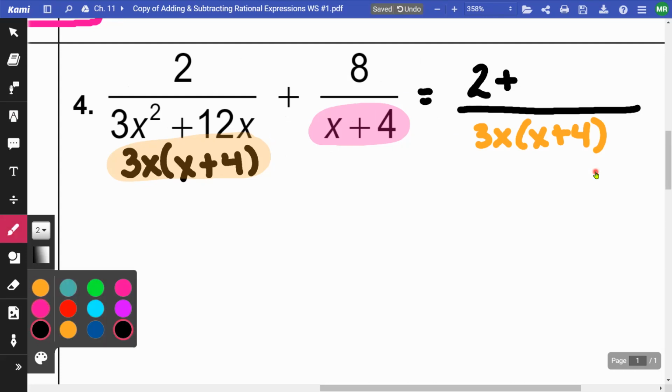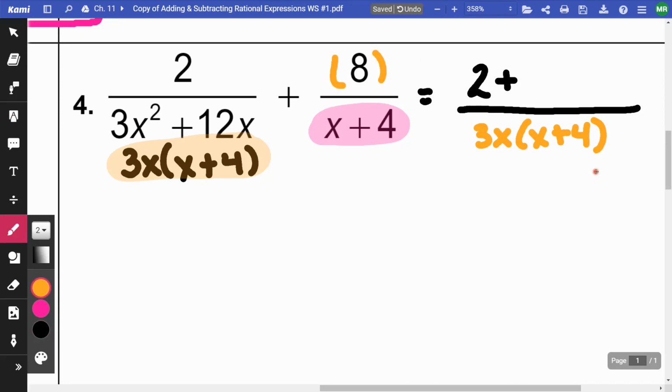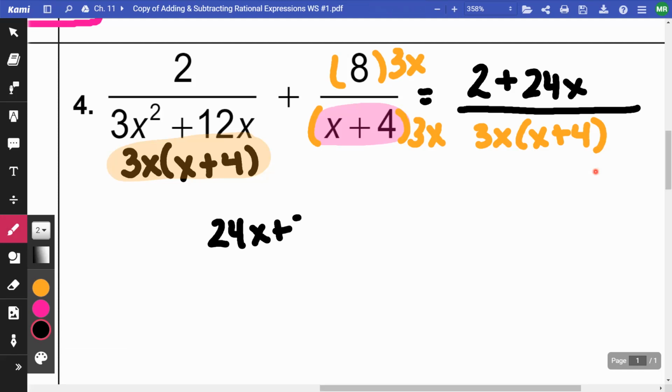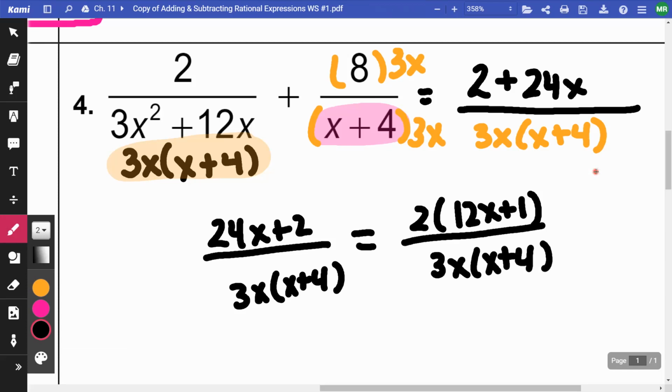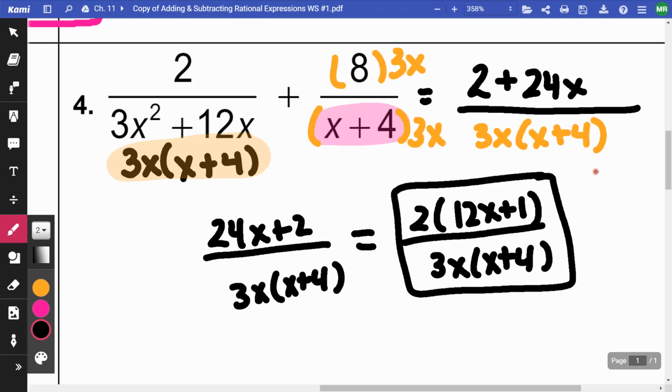The second fraction, I am going to have to multiply the top and the bottom by what's missing, which is a 3x. So that's going to give me a 24x. So I'm going to write it as 24x plus 2 over 3x times x plus 4. Now I could factor out the 2, and I get a 12x plus 1 over a 3x times x plus 4. I cannot simplify that any further. That's going to be our answer.